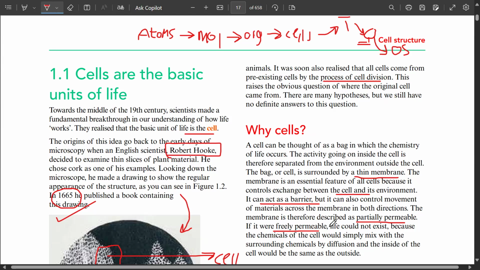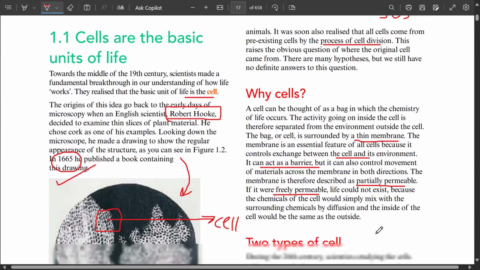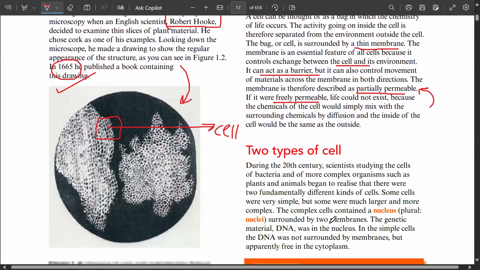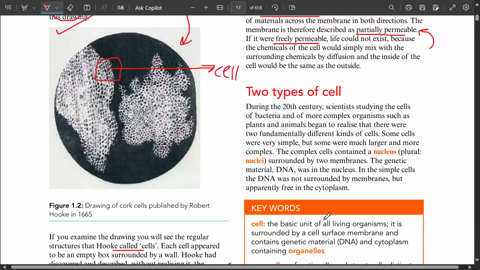Is the cell wall partially or freely permeable? Cell wall is freely permeable. Exactly. Cell wall doesn't have any control on what exits or enters the cell. The chemicals of the cell would simply mix with the surrounding chemicals if the partially permeable membrane was free. If it was free, all chemicals of the cell would mix by diffusion, and it would become the same inside and outside as well. There would be no difference between the cytoplasm and the outside of the cell.